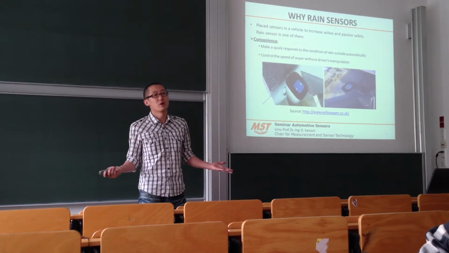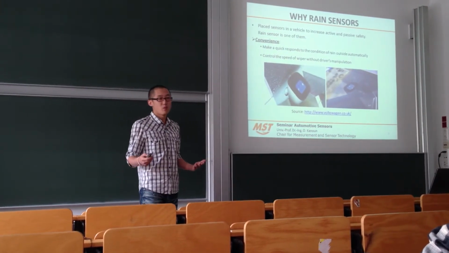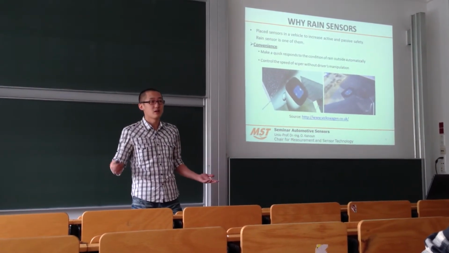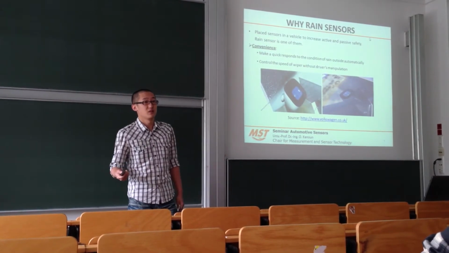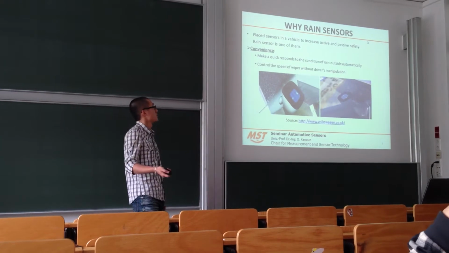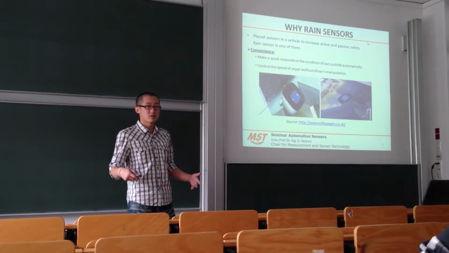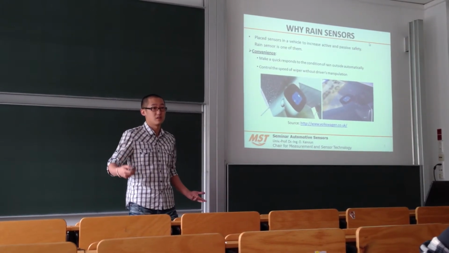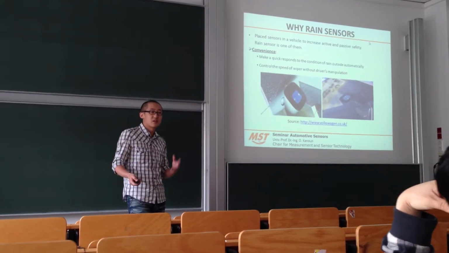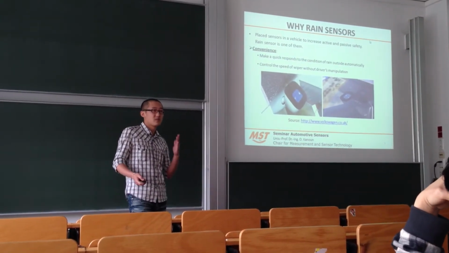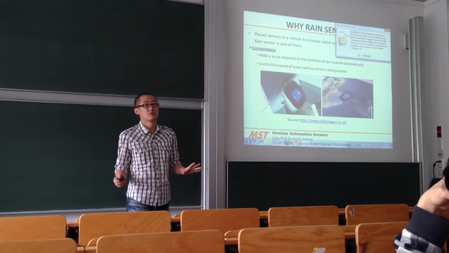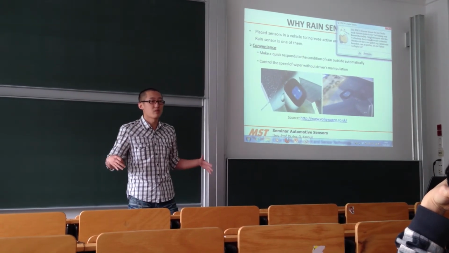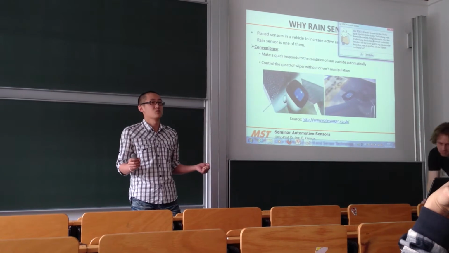And why the rain sensor? Why do we need it? Nowadays, people want to place many different kinds of sensors in our vehicles to increase active or passive safety. Obviously, the rain sensor is one of them. So, what can it bring us? The rain sensor can respond quickly to the rain condition automatically, and at the same time it can control the speed of the wiper without the driver's manipulation, which means it seems totally hands-free. It makes driving more convenient for the driver, I think.